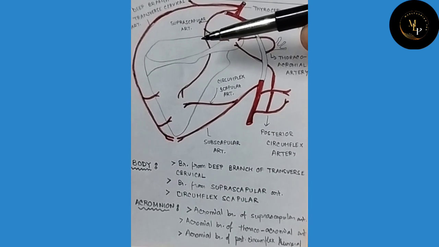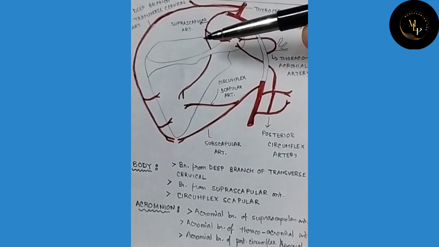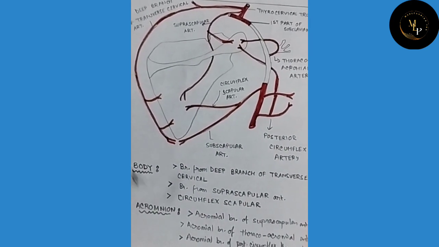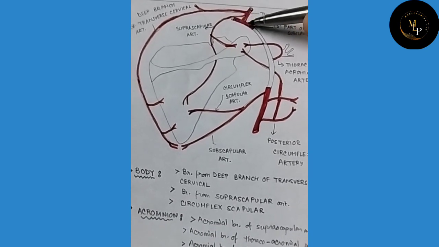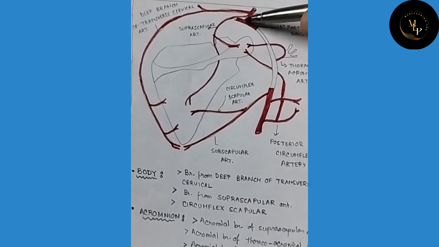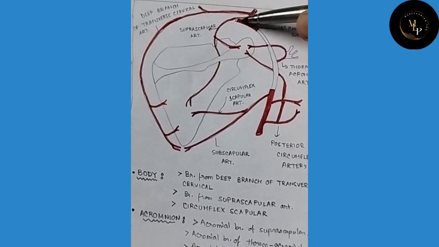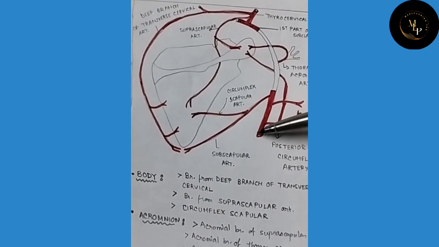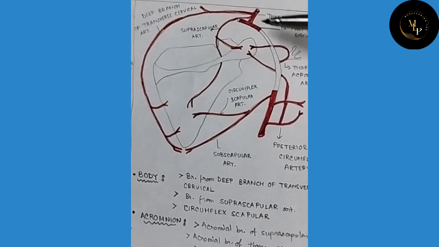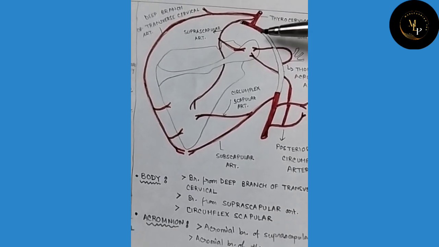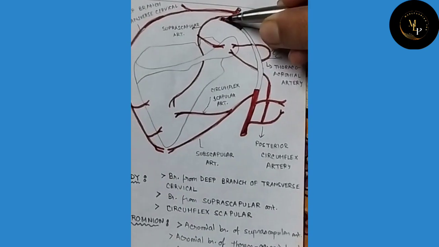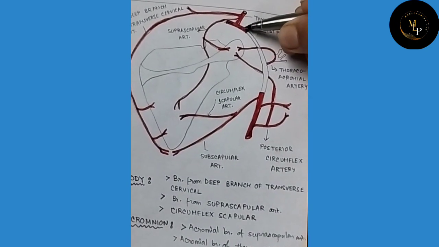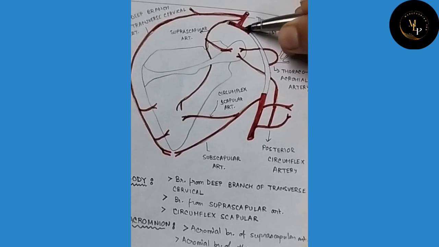So today we are going to discuss the scapular anastomosis. As you can see, the scapular anastomosis is a network of blood vessels between the first part of the subclavian artery and the third part of the axillary artery. This is the first part of the subclavian artery.